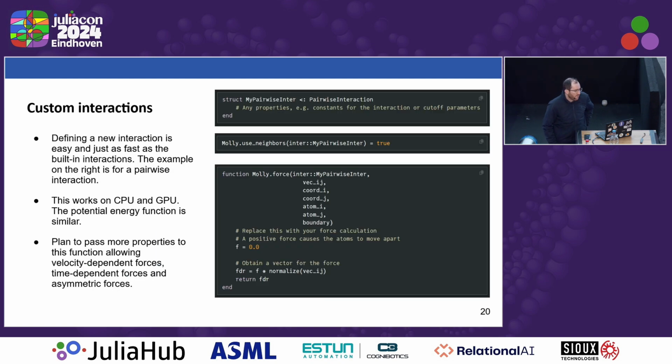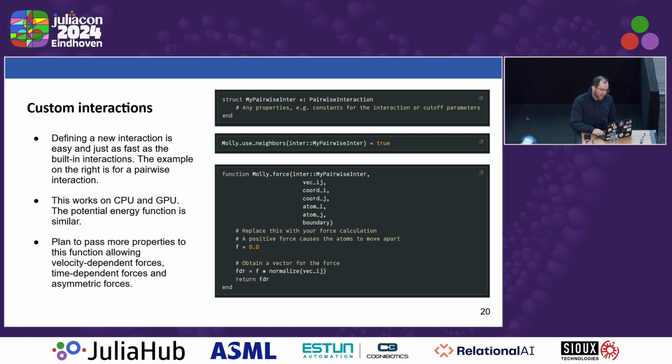And so if we wanted to find a new pairwise interaction, I said it should be just as fast and easy as the built-in interactions. So there's an example on the right. You define your struct, and you can have any properties you want of the interaction there. You say that in this case it wants to use the neighbor list, which is the list of close pairs. And then you define the force function, which takes in various arguments, and you basically can write whatever you want in there.